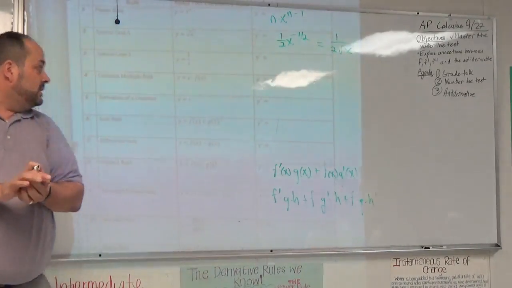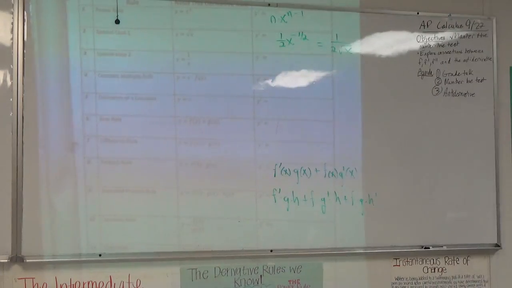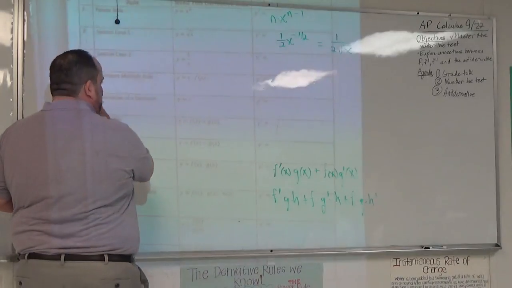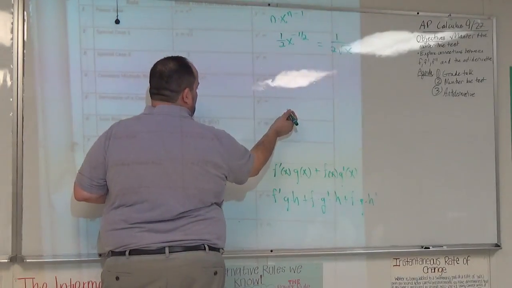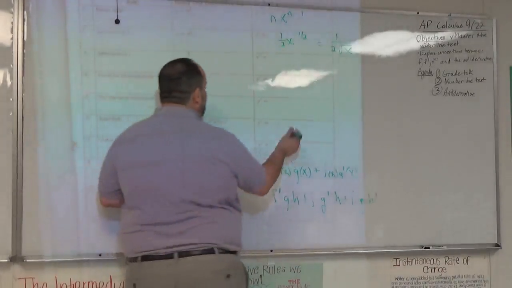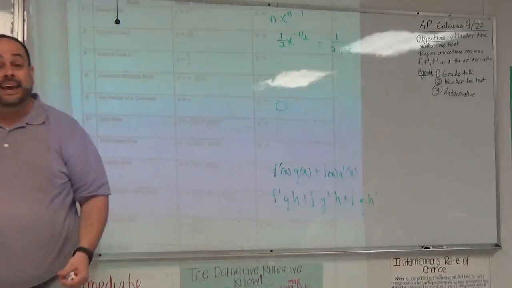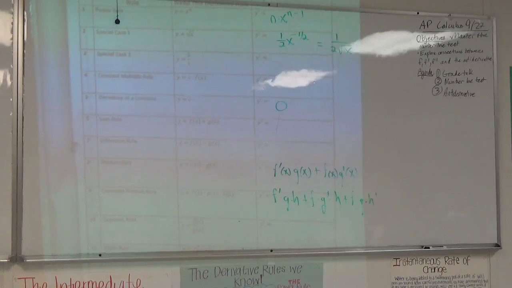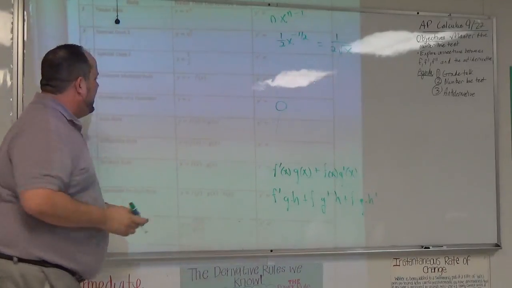Next. Steven. Derivative of a constant. What a brave man you are. What's the derivative of a constant? 1. What? 0. See? Your brain needs rest. Writing your English paper at 1:30 in the morning on Sunday, not good.